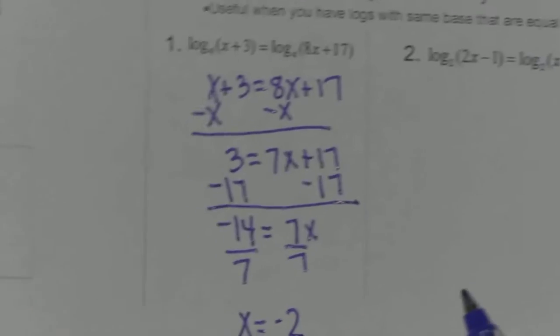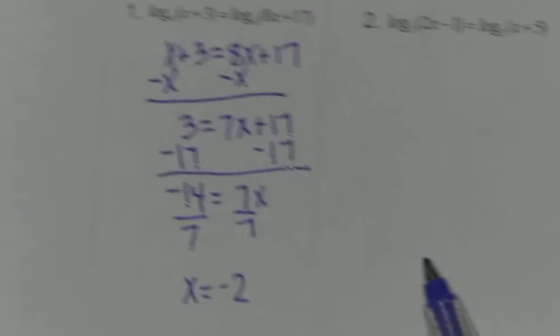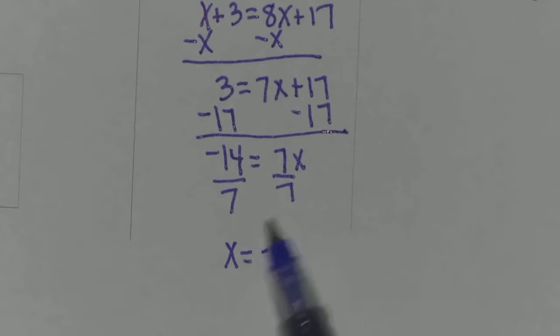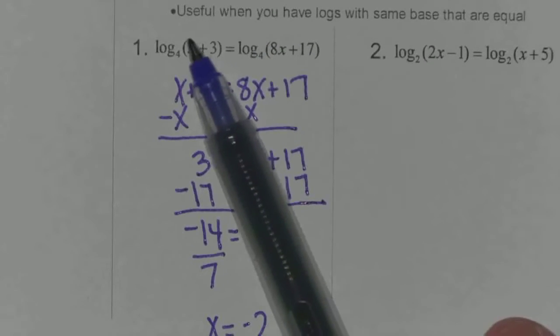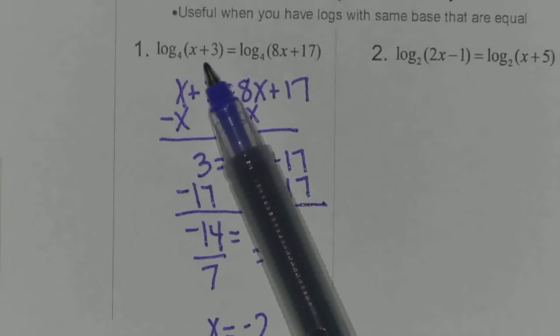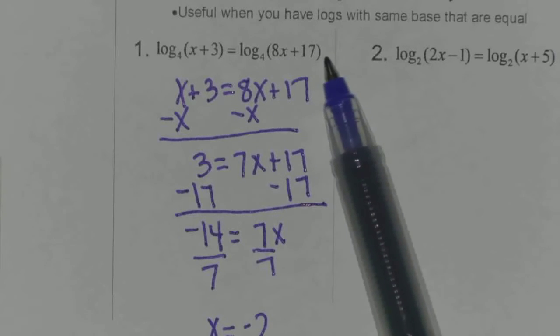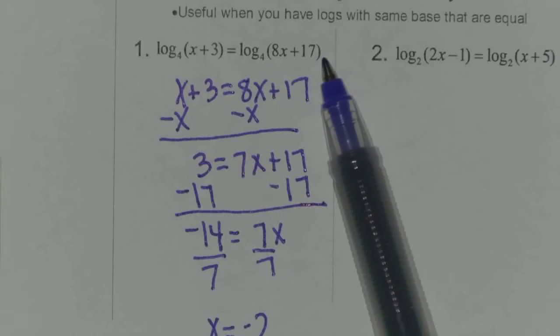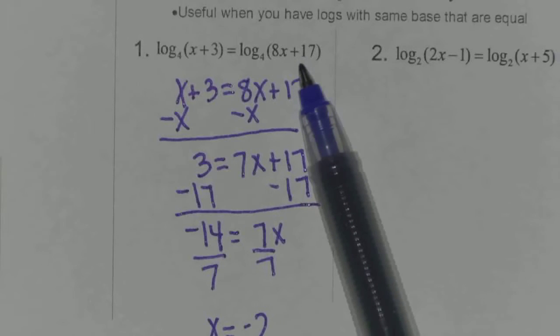Just a second ago we said if we took the log of a negative number, we got a domain error and we needed to worry about that. Just because x is negative 2, does that mean that it's not going to work? No, because it would mean that I'd have to take the log of a negative number. If I put negative 2 in here, do I still get a positive number? Negative 2 times 8 is negative 16, plus 17 is still positive 1. You're right.